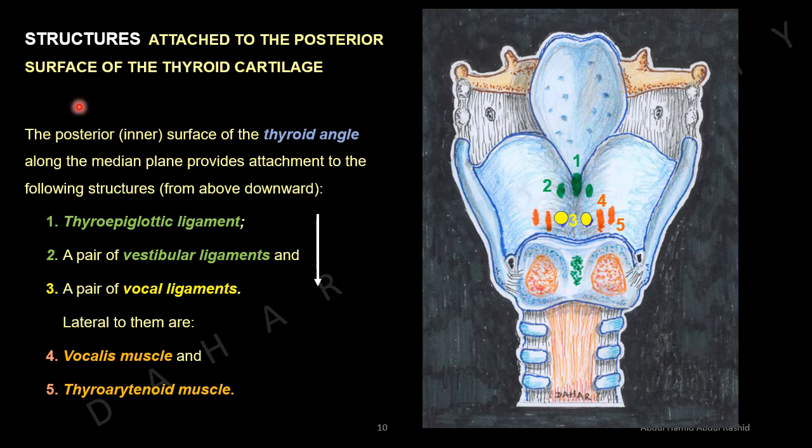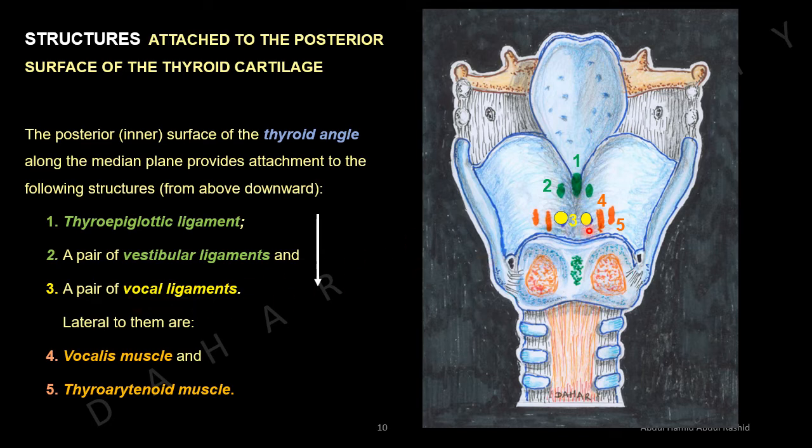So what are the structures attached along this area? Look here, number 1, along the midline, from the angle of the thyroid cartilage to the stalk of the epiglottis is the thyroepiglottic ligament. Number 2, on either side of the thyroepiglottic ligament, there's a pair of vestibular ligaments. And number 3, below the vestibular ligament is a pair of vocal ligaments.